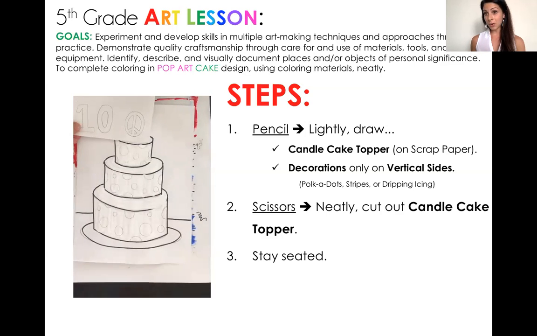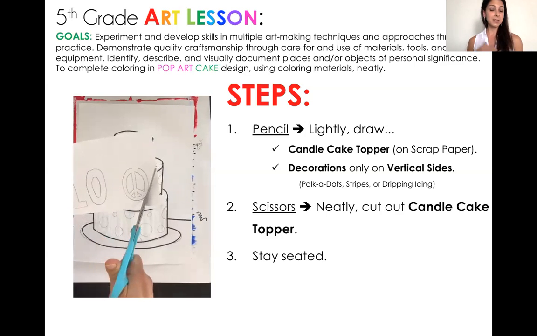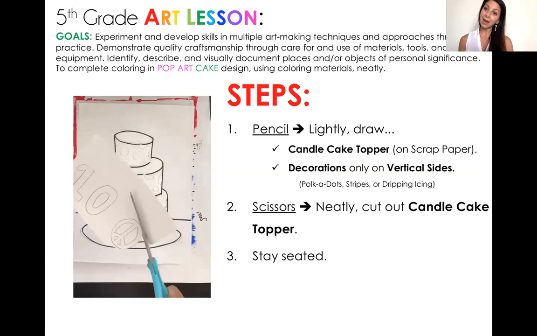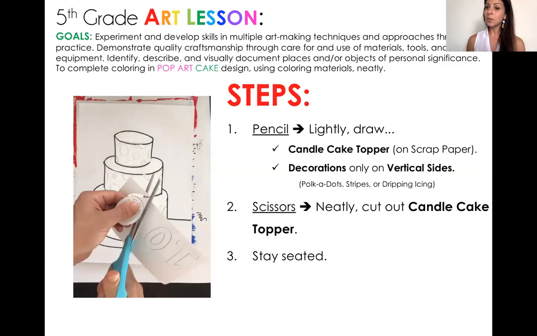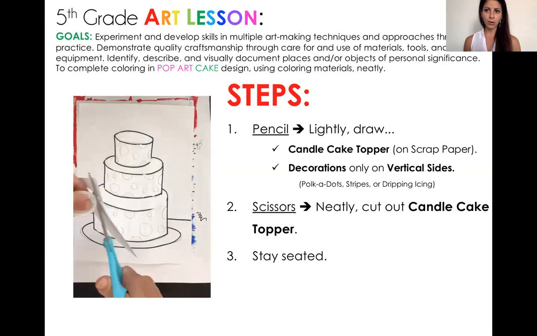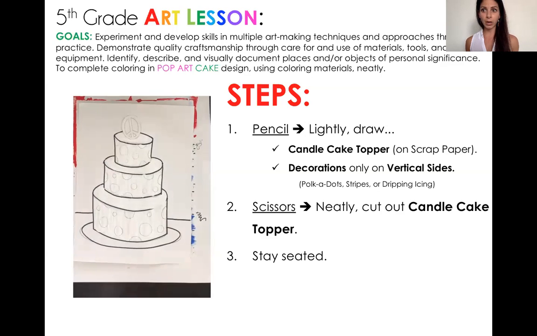Then grab that pair of scissors, select your cake topper, and start cutting it out. As soon as you're done cutting out your cake topper, you might want to take your scrap paper that's left over and toss it into the recycling bin just to keep your area super clean. Okay, so once you're set, we'll move on to the next slide of steps.